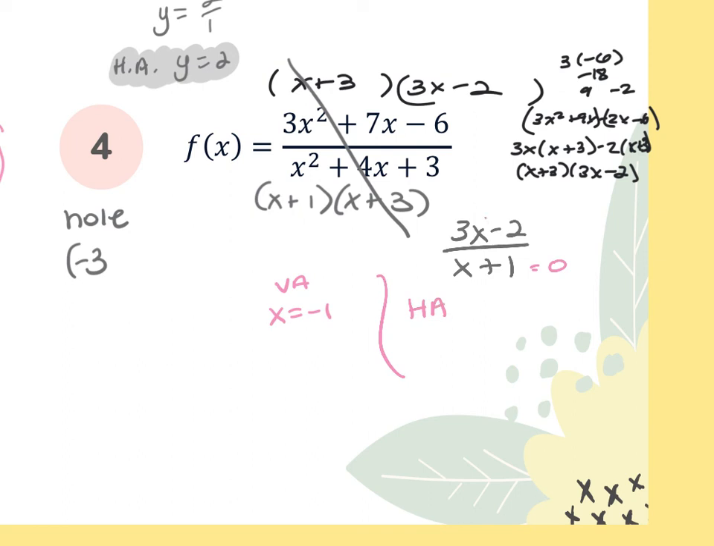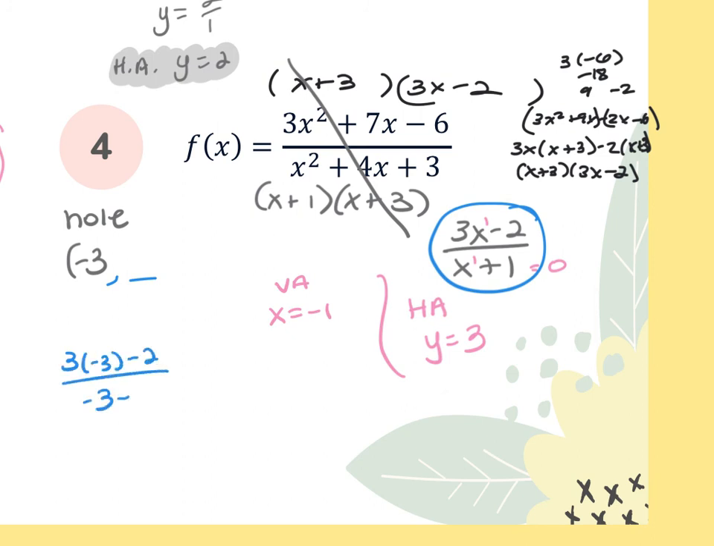Horizontal asymptote: the exponent in the top is 1 and in the bottom is also 1. So this is the leading coefficient, 3 over 1, which is 3. To find the rest of the hole, I'm going to plug that in here. 3 times -3 minus 2 over -3 plus 1, -9 minus 2 over -2, -11 over -2, which is 11 over 2.